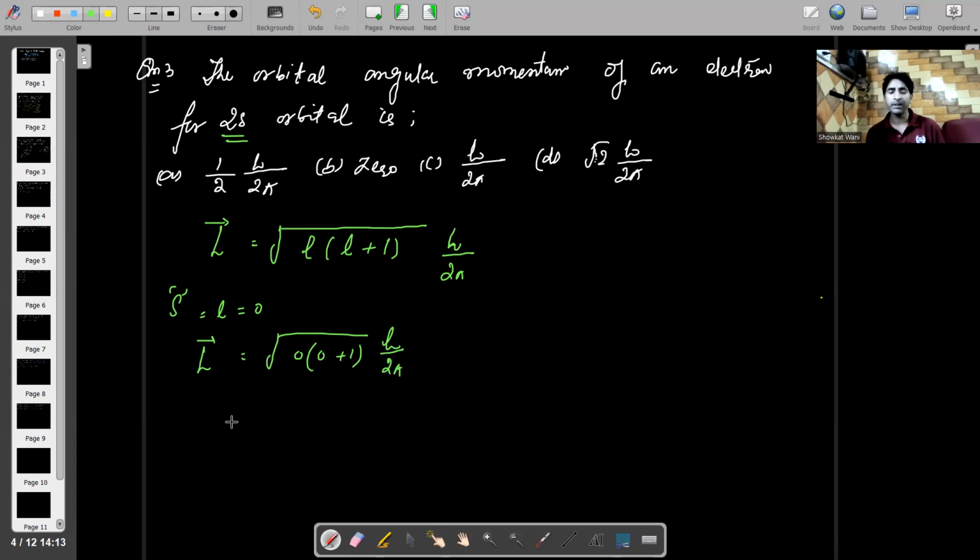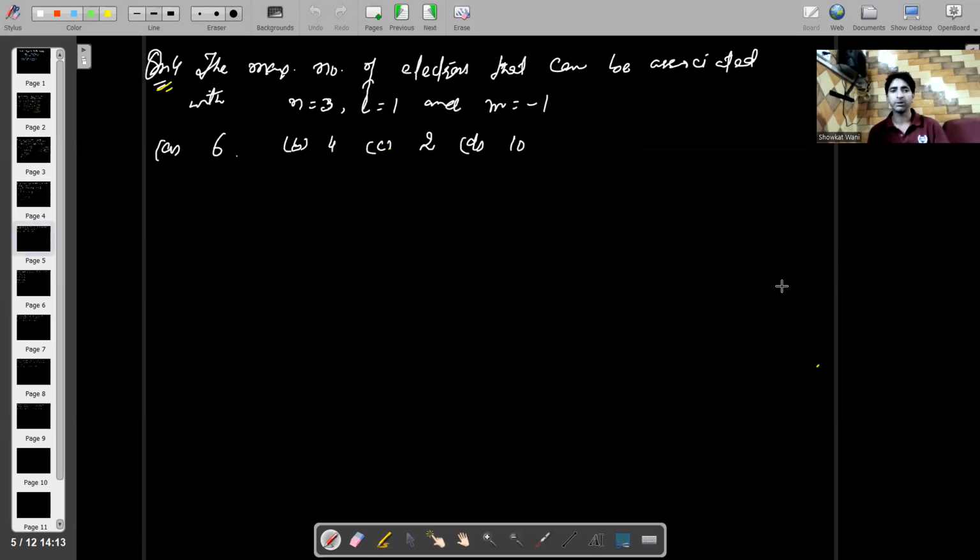So 0 multiplied by anything is equal to 0. So orbital angular momentum for 2s orbital will be equal to 0. So option number B will be the correct option. Now let's move to the next question quickly.